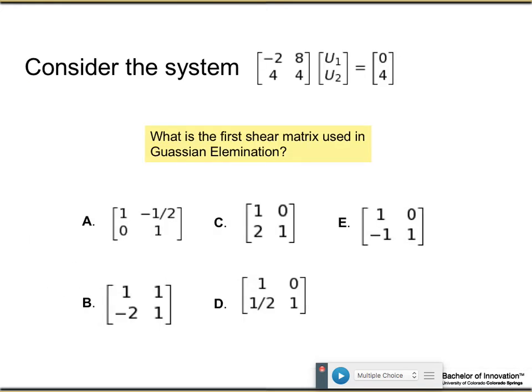Consider the system above. What is the first shear matrix used in Gaussian elimination? And yes, it's only 2 by 2. We're going back a little bit, but there are still people struggling with shears.